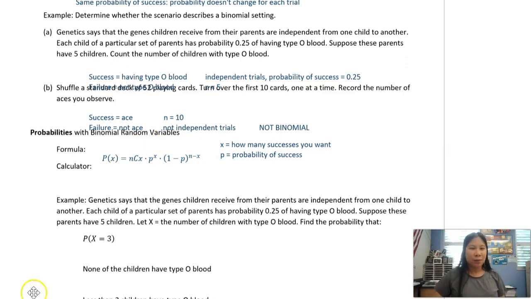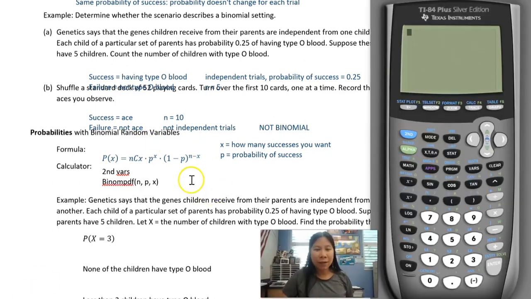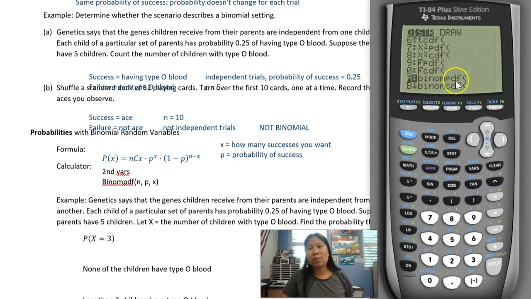In the calculator, we can have our calculator calculate this whole formula for us by going to second vars. So second, and then the vars button is right next to the clear button. It takes you to something like this at the top. It says distribution. You're going to scroll all the way down until you see something called Binomial PDF. Right here. For me, it's letter A. For your calculator, it might be slightly different. But you're looking for one that says Binomial PDF.